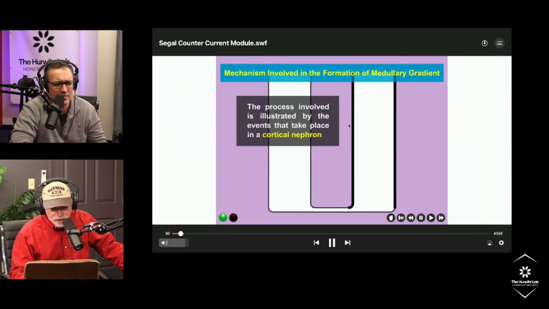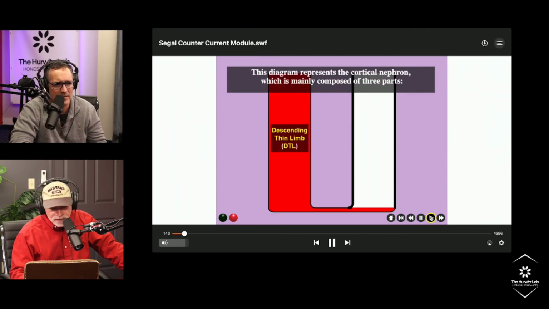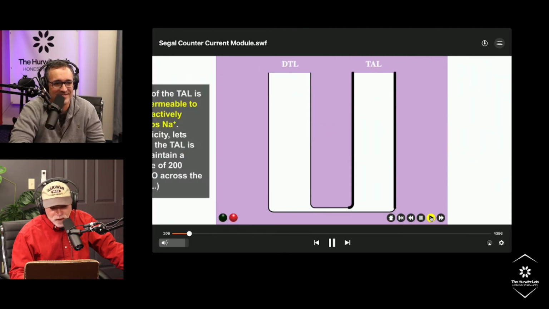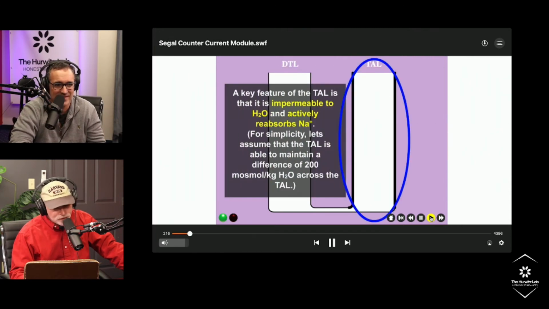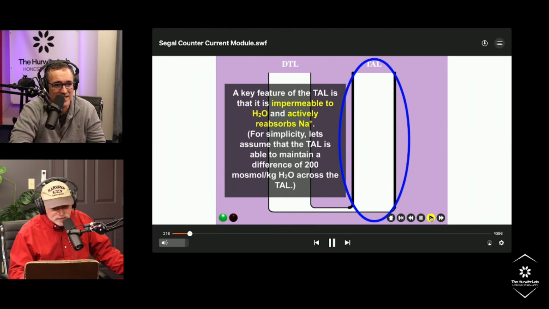So the process, they already show you that now you're just dealing with the loop of Henle. And they've got the descending limb right there. They show you nice animation, the thick ascending limb. Okay, and then they've got the interstitium. There's our U-shaped thing with the interstitium. Okay, now here they bring in the features. A key feature of the thick ascending limb, because they know that the single effect is the active transport, is that it's impermeable to water, but it can pump sodium, resorb sodium passively and actively. And then they're going to say, for simplicity, now here's what I like. I like that they said, for simplicity, let's assume. Yes.